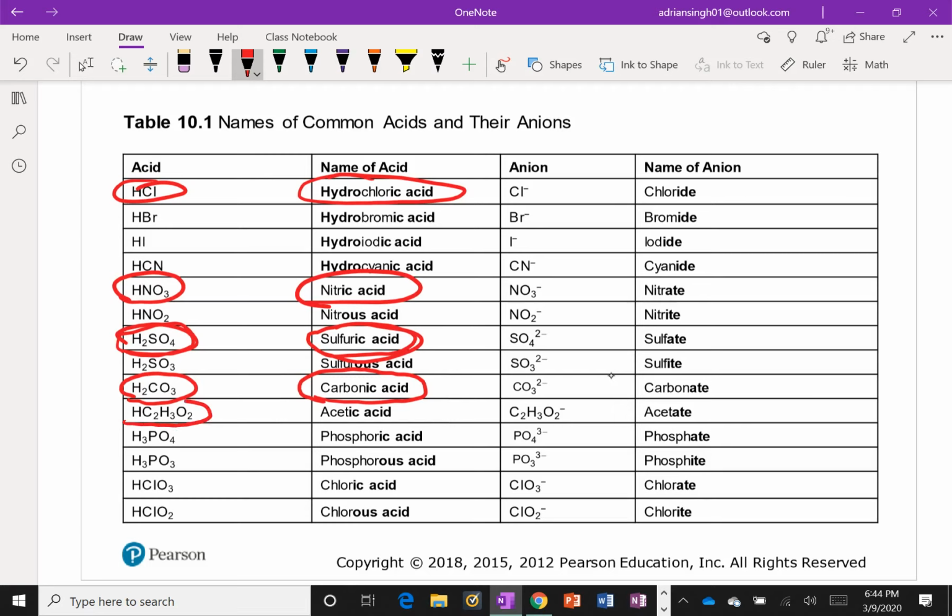The one right under it, acetic acid, HC2H3O2, is what vinegar is, right? Vinegar is just a dilute solution of acetic acid. And then the last one is the one right under that, which is phosphoric acid, H3PO4.